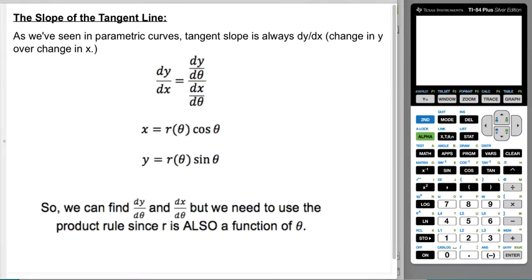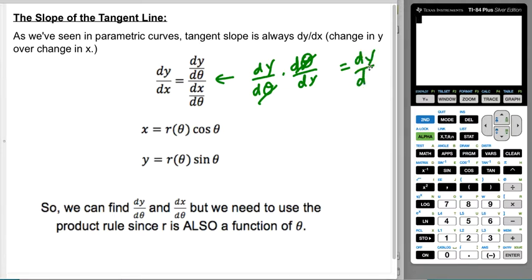All right, so we've already seen in parametric that the slope of the tangent line is always dy/dx, and in parametric we had to use dy/dt over dx/dt. Well, here it's the same thing. We're going to use dy/dθ over dx/dθ, right? Because the logic behind this is that this is dy/dθ times dθ/dx. These cancel, and I get dy/dx.